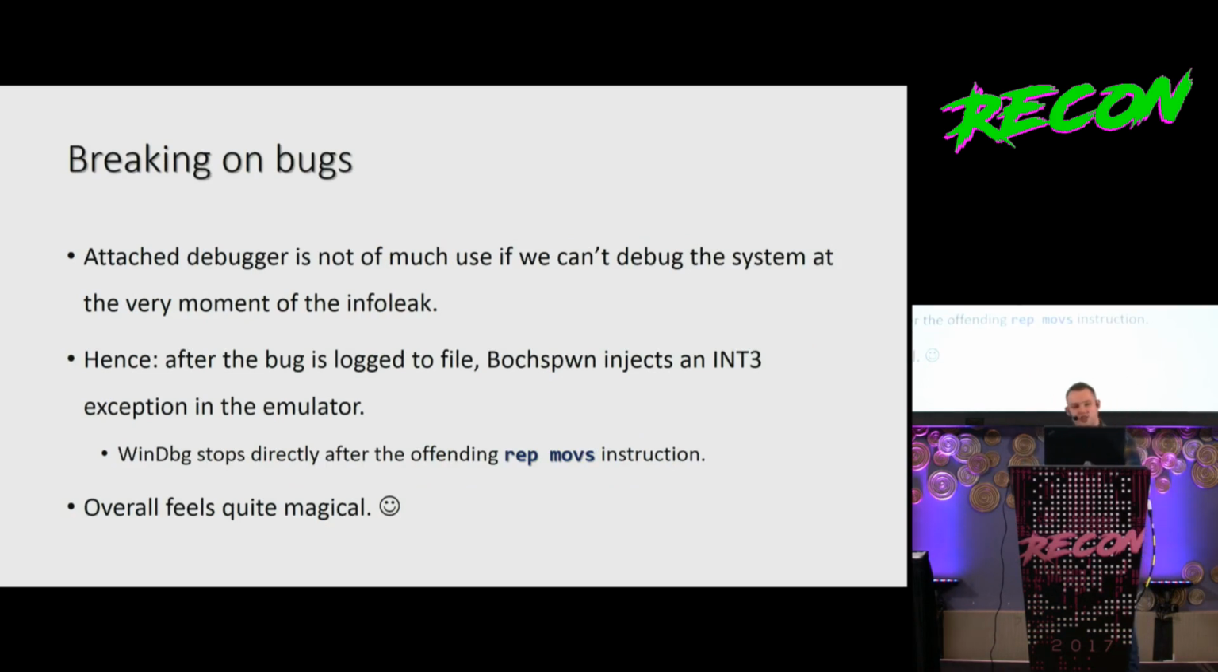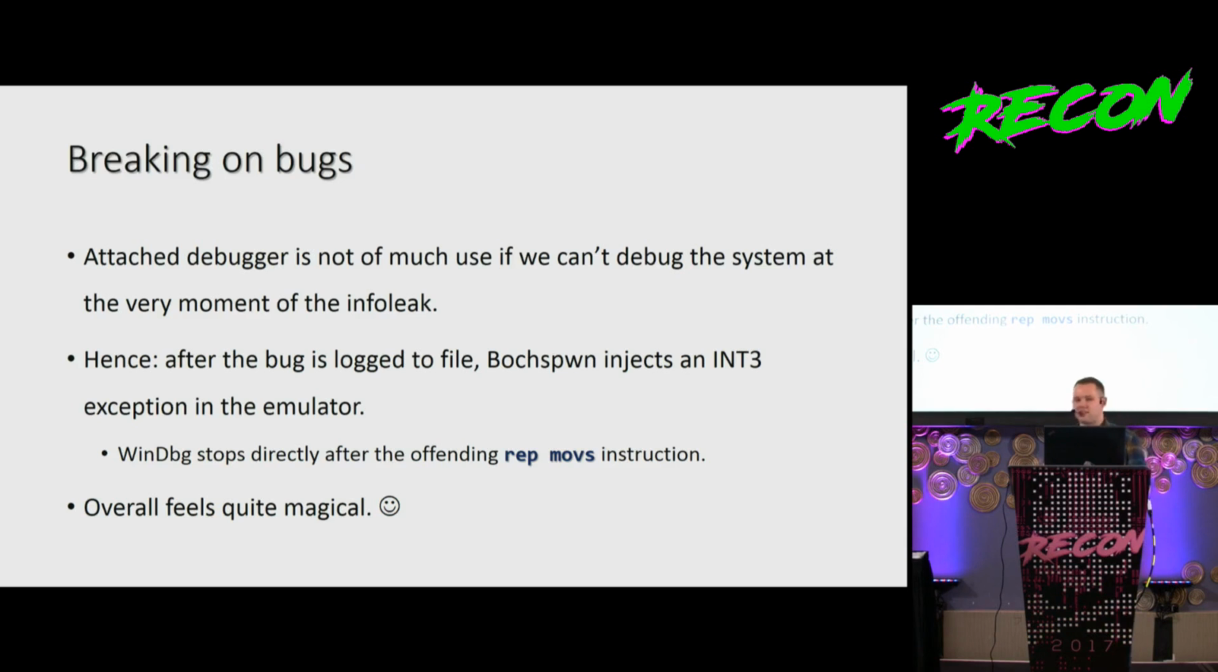And so just attaching a debugger is, of course, not enough because we still don't know what is going on at the specific time that the infoleak is taking place. My idea was to, after logging the bug into a file, actually inject an int3 instruction in the emulator directly after the instruction that was leaking memory to user mode, which causes WinDBG to stop at that instruction, and we just have everything that we need to investigate what the issue is.